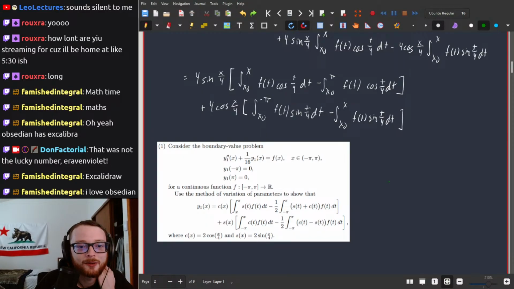Oh, wait a gosh darn second. If this integral is from x to x naught, and this integral is from x naught to pi, and the insides are the exact same, the difference is the integral from x to pi. Is that how we get this? Where does this other part come from?